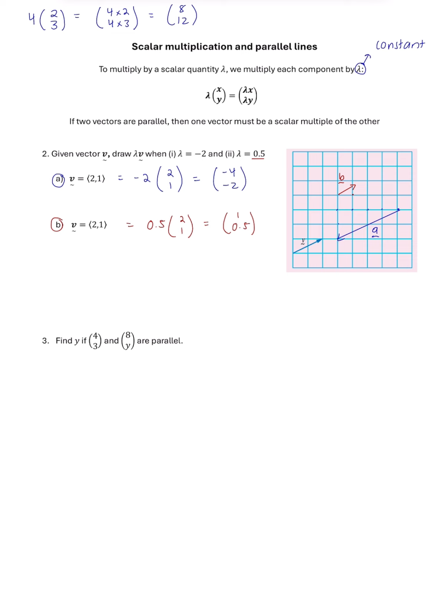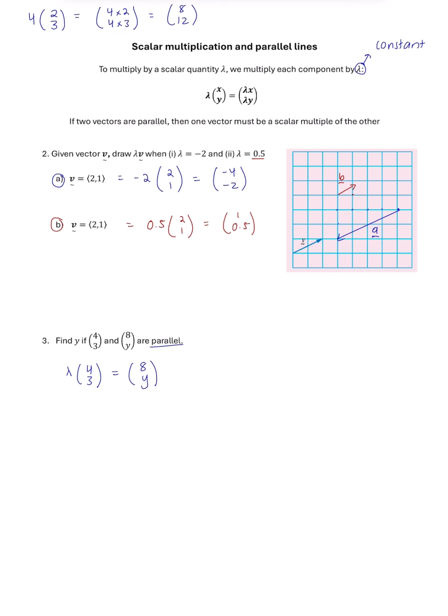So that brings us to question 3. If I want to determine if two vectors are parallel, then I can use scalar multiplication to help me. So here, if I want to find y, notice that this vector 4, 3 has been multiplied by some scalar and it's given us another vector 8, y. And we know that they're equal because they're going to be parallel to each other.